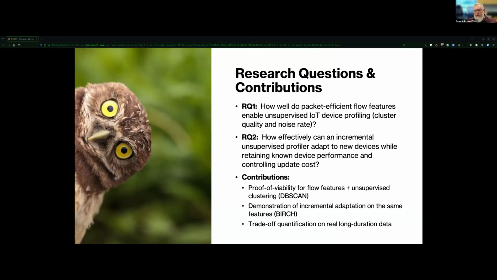Our contributions are pretty straightforward here. We prove the viability of our flow features plus unsupervised clustering with DBSCAN. And we demonstrate practical incremental adaptation using the exact same features with BIRCH. And we quantify every trade-off on real data over long time periods.